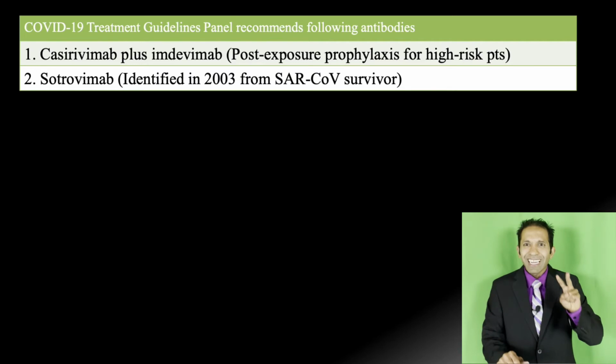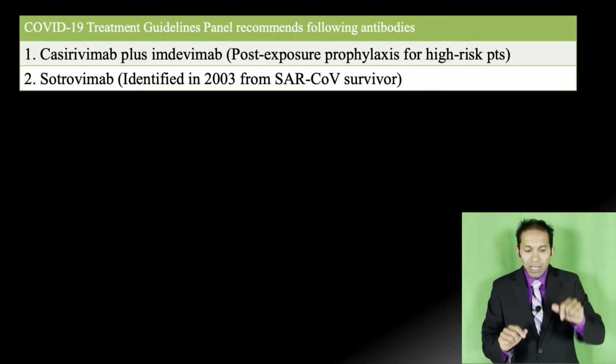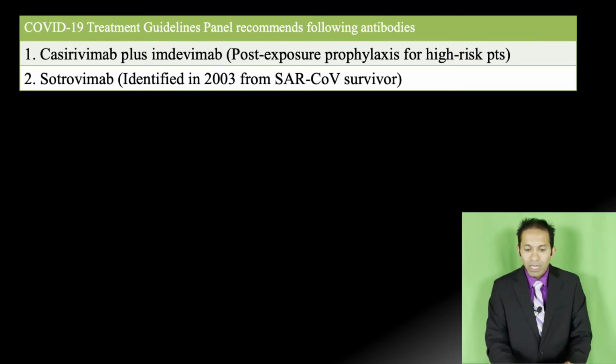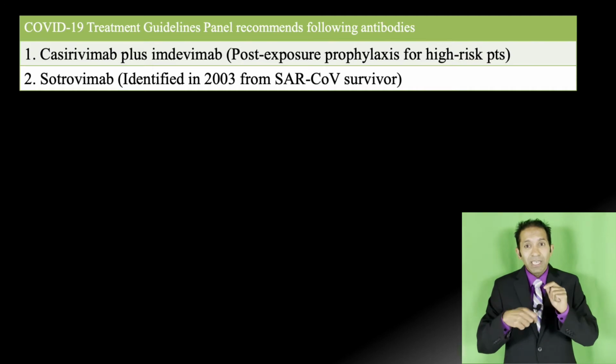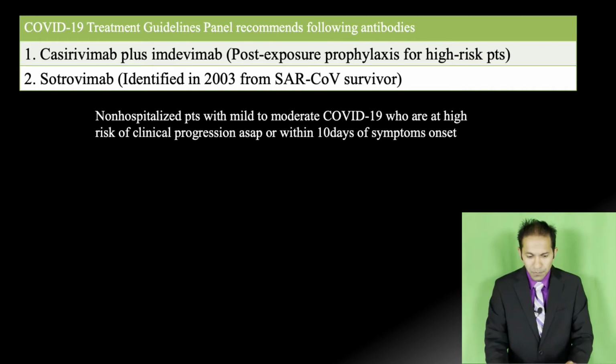The COVID-19 treatment panel recommends two antibodies. Number one is REGEN, which you can also use for post-exposure prophylaxis for high-risk patients. And the second is sotrovimab. This antibody was identified in 2003 from a SARS-CoV survivor. It was first approved in UAE. FDA has also approved it. So let's talk about how to use these two antibodies.